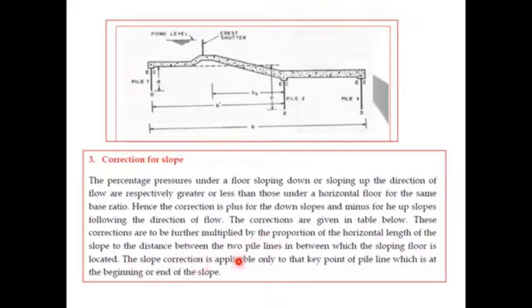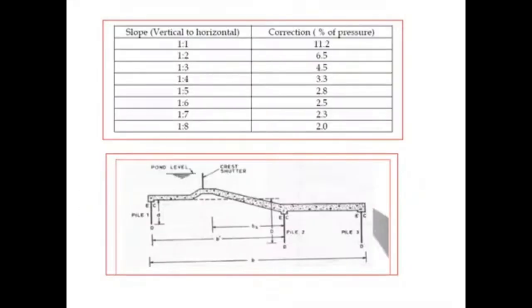So the slope correction is always applicable only to that key point of the pile which is at the beginning or end of the slope. For example, here this slope correction is not applied because this slope is not the beginning of this point, whereas here we apply this correction for the point E. So this is the down slope for us, and therefore we have to apply the corrections at the point E. Different corrections for the slope, varying from 1:1 to 1:8, have been given, varying from 11.2 to 2.